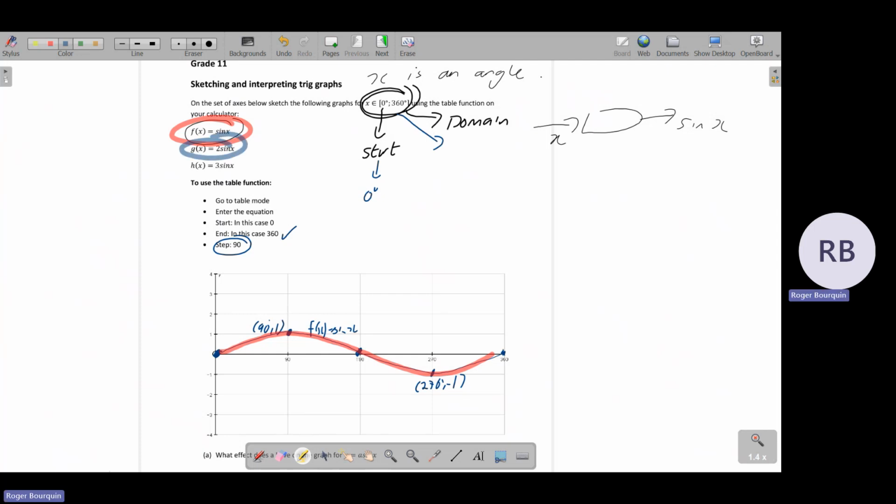When you calculate, make sure you get the calculator right. Mode, table, the function f of x is 2 sine x, g of x, you press nothing. Your start is 0, your end is 360, your step is 90. This gets a bit confusing, I think. Right, so then I end up with 90 degrees, 2, and 180, 0, and 270, -2, and 360, 0. So what's happening is that the amplitude of the graph is increasing.